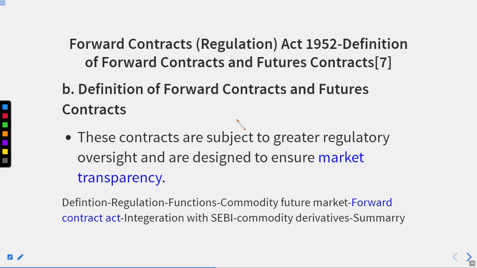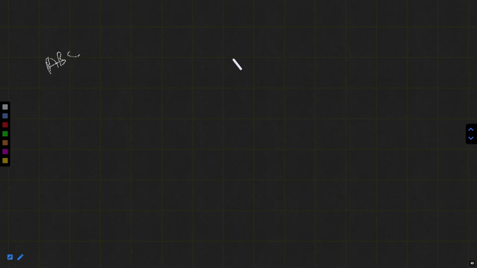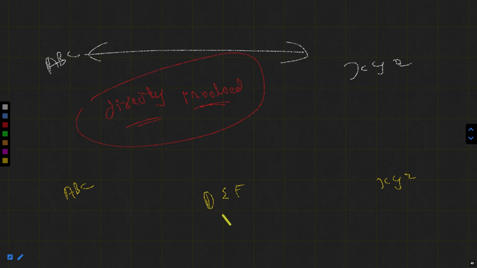Now, these contracts are subject to greater regulatory oversight and are designed to ensure market transparency. The regulatory oversight is basically done by the FMC. The FCRA empowers the government to recognize specific associations or exchanges that operate commodity and futures markets. It means you could participate individually or take the help of a specific association or exchange as a third party. Suppose ABC and XYZ: the first case is that they are directly involved with each other. The second case is ABC and XYZ, where now they have DEF in between.